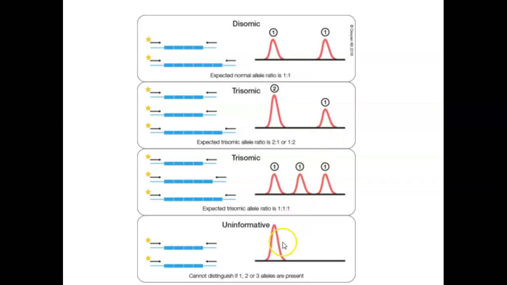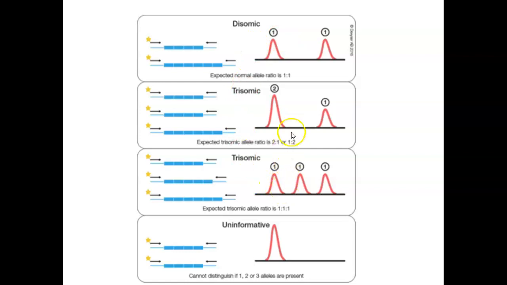What I would not do in an exam is ask you about this one. And the reason why is the marker analysis would not be able to distinguish between a homozygous or a monosomic situation. So that's generally considered not informative. But I would definitely ask you about the three that you would see here.